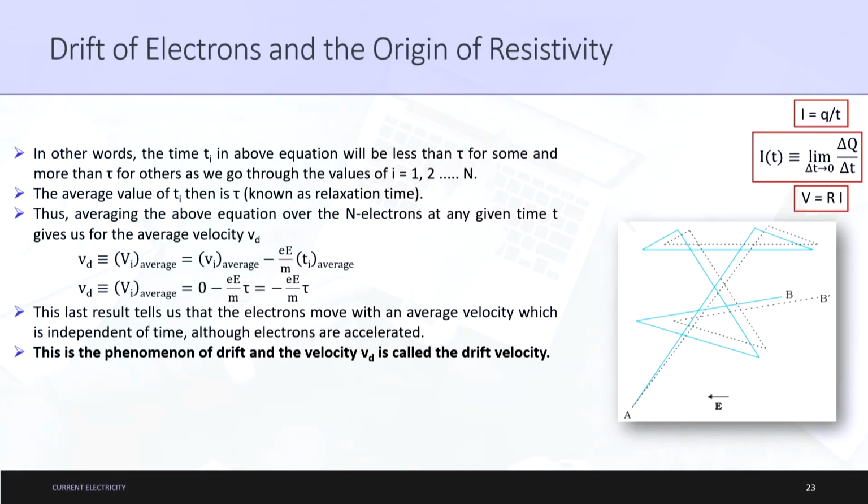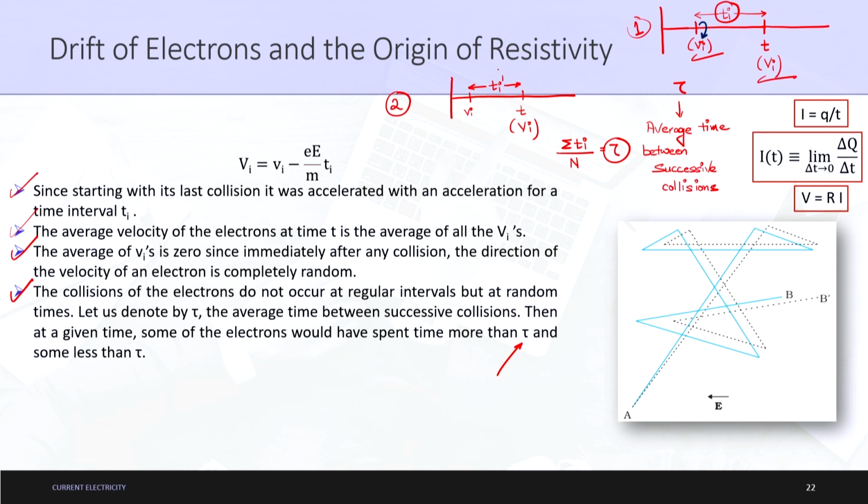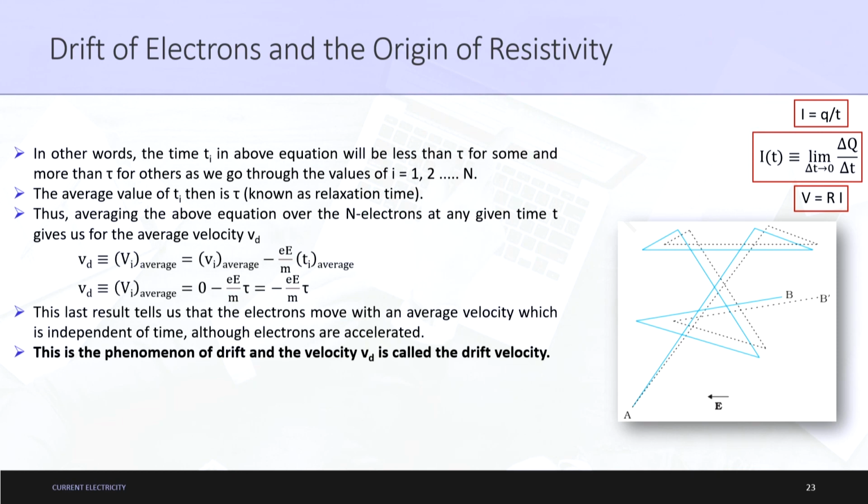So in other words, the time ti in the above equation will be less than tau for some and more than tau for others. Quite evident. So this was the value of ti. For some values it may be smaller than small tau, and for some values ti will be greater than tau, as we go through the values of i equal to 1 to N. These are nothing but the electrons only. Okay. So this thing has also been explained.